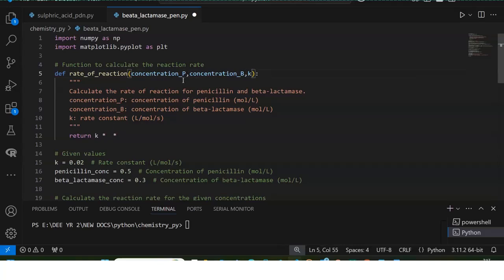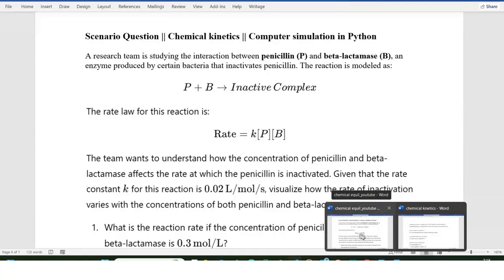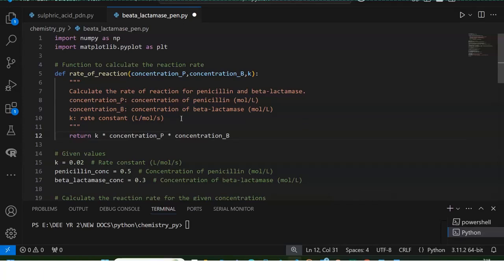So once we are done with that, this function must return K times the concentration of P times the concentration of B, not K. So here is going to be the concentration of penicillin. Obviously, that is the model that we have: K times the concentration of P times the concentration of B.